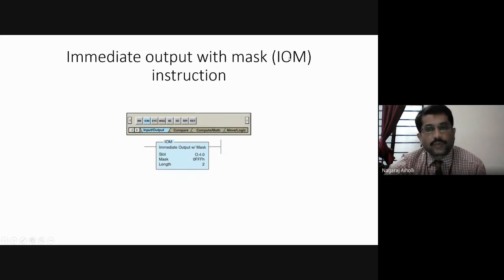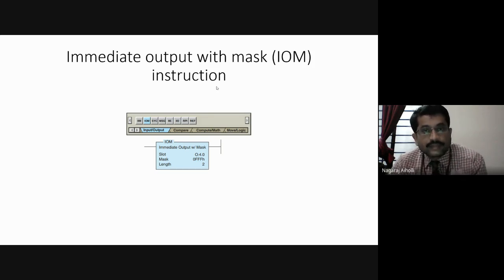Similarly, we have immediate output with mask. It is similar to immediate input with mask, except for slight changes in the input. In the immediate input with mask instruction, the data is copied from the input slot, input device status, into the input image table file. This is what we call immediate input with mask, and it is along with the masking operation. It is not only copied from the input slot to the input table file, but there is a masking operation also. That is, a few of the bits will be masked, will be cleared among all the bits.